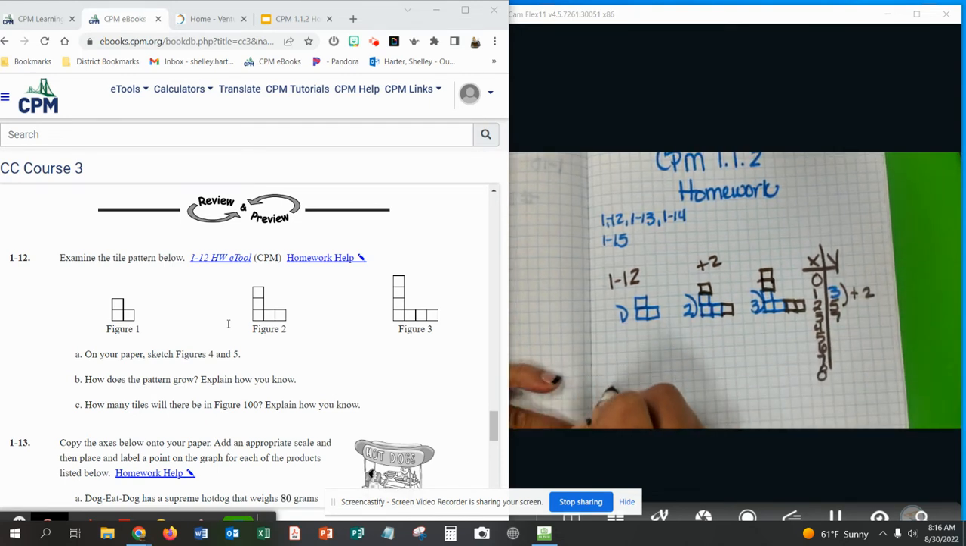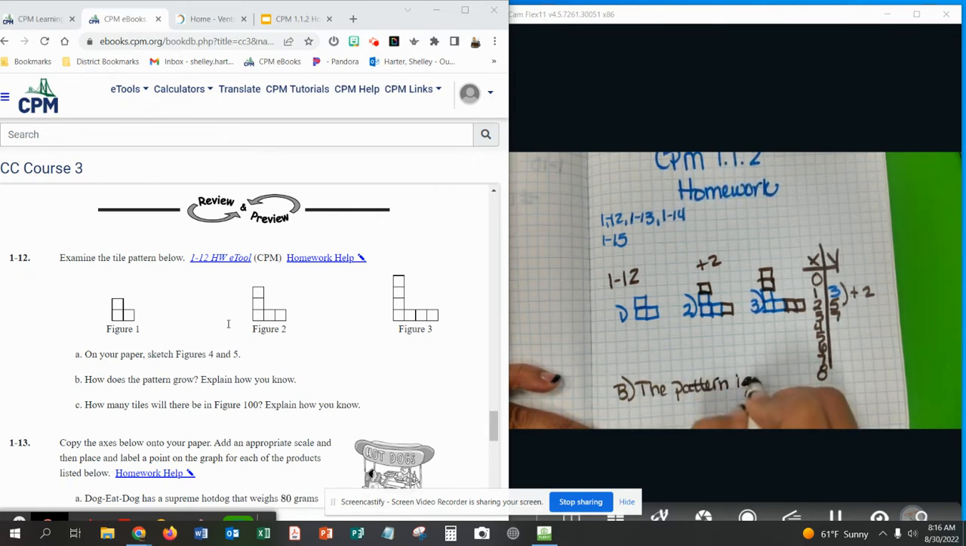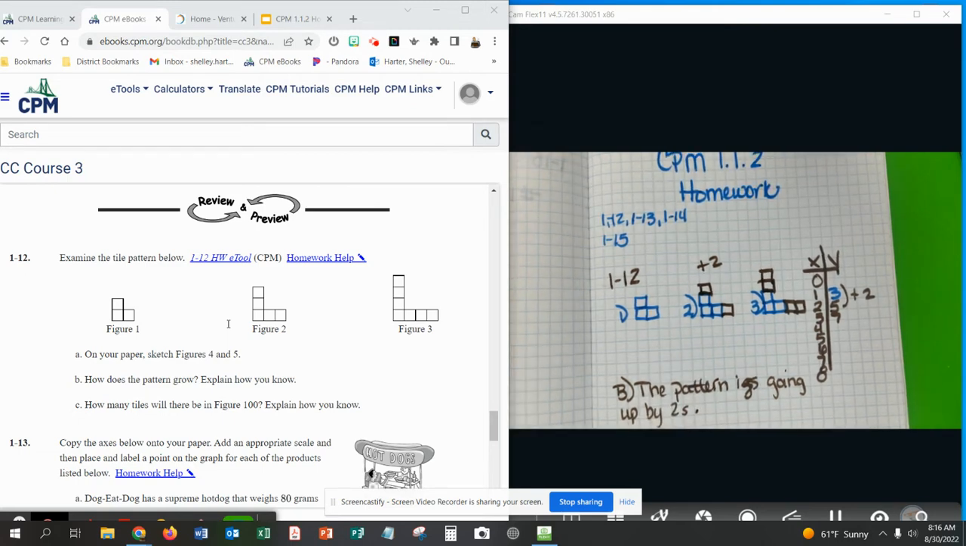So B, the pattern is going up by 2s, just like that. Okay.